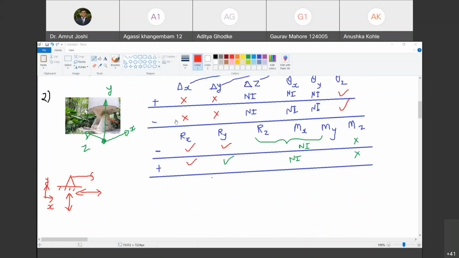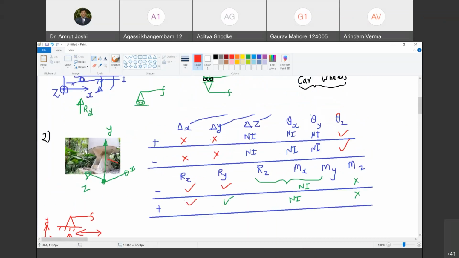Sir, I could not understand how the rotation through Y could happen. I did not say rotation through y will occur. I said rotation about z will occur. No, sorry, reaction of Y, the reaction of y which you have taken. Oh, okay, sorry. No problem.